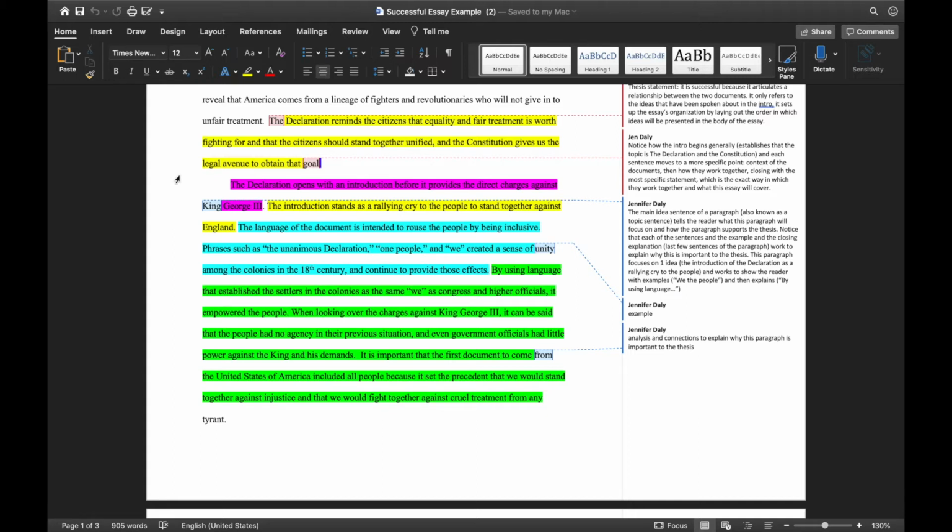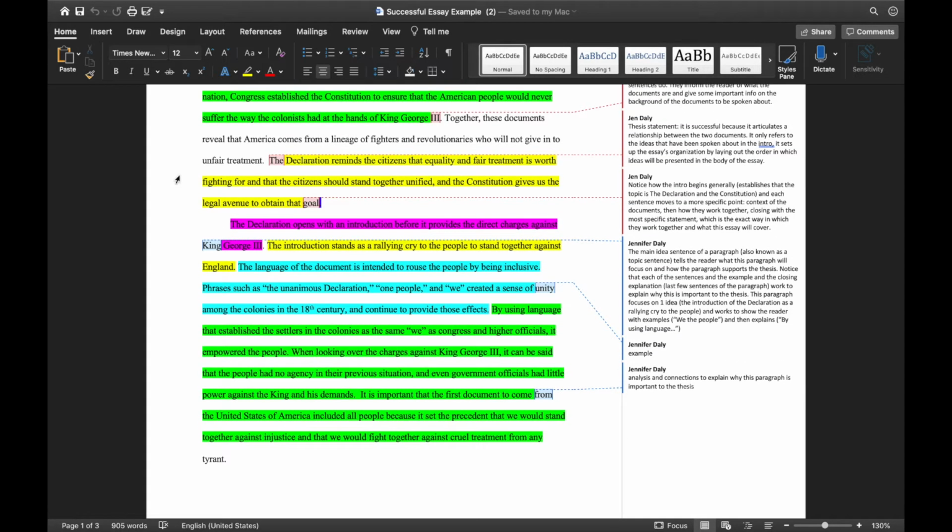When looking over the charges against King George III, it can be said that the people had no agency in their previous situation, and even government officials had little power against the king and his demands. It is important that the first document to come from the United States of America included all people because it set the precedent that we would stand together against injustice and that we would fight together against cruel treatment from any tyrant.